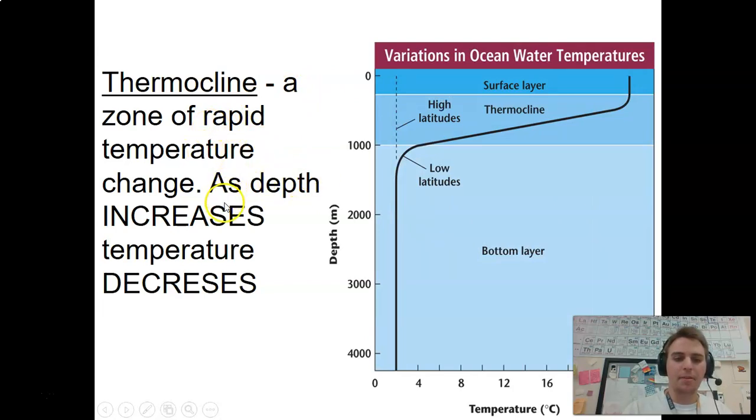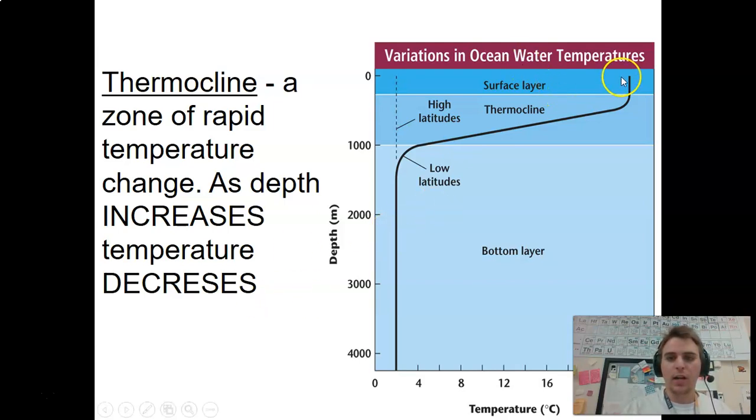So as depth increases, temperature decreases. That is because of the lack of light that is able to penetrate that deep. The light filters in just so far, and after a little while it can't diffuse anymore, so no light gets down there. And if there's no light down there, it can't transfer into heat, so it gets quite cold.